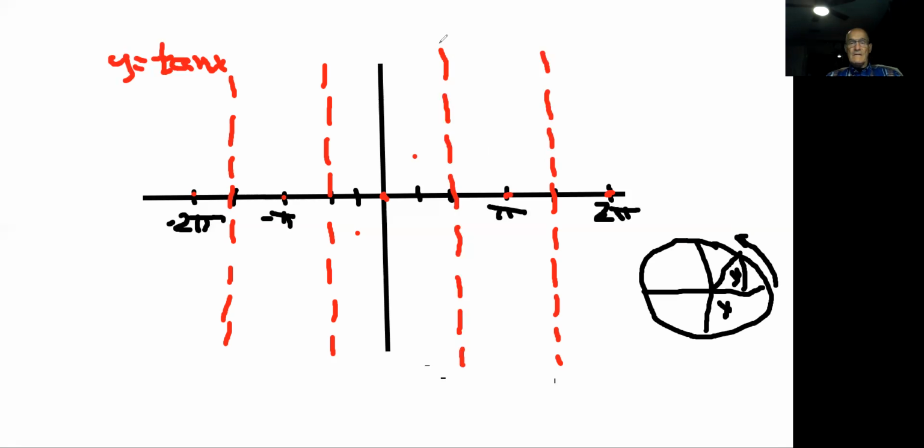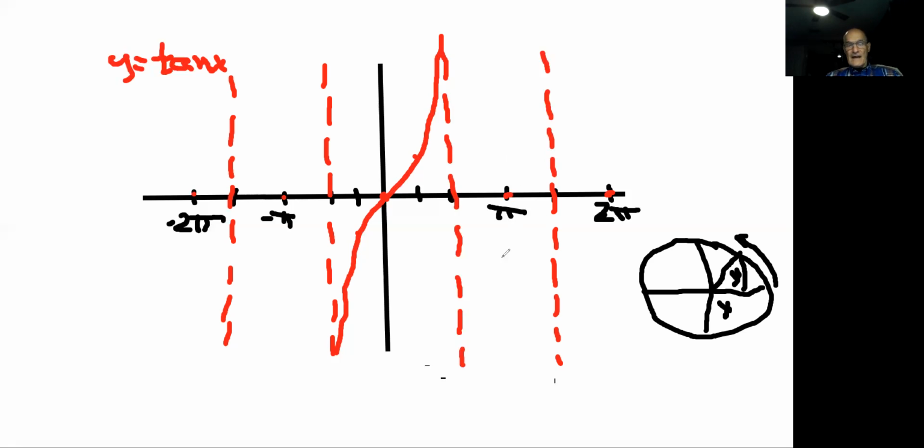So we have a function that starts down here at this asymptote. It's going to come up, go through this point right here, go through 0, go through this point, and then keep climbing all the way to, now remember, when you get to pi over 2 up here, the tangent's undefined, but right before you get to pi over 2, the tangent is infinite, okay?